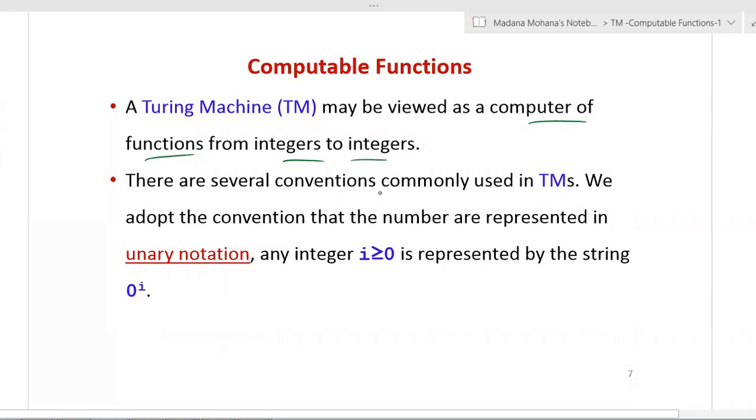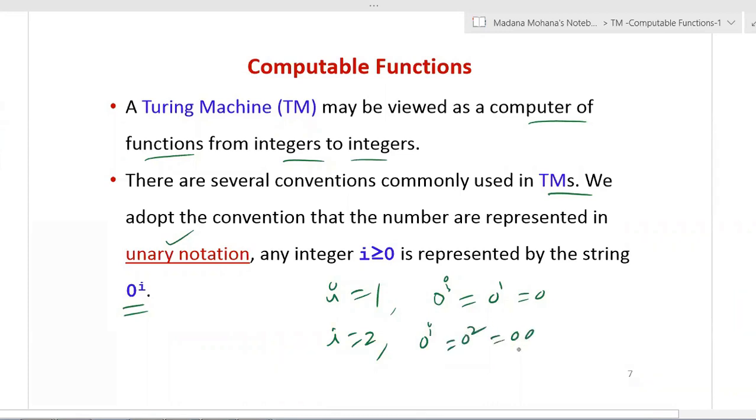There are several conventions or notations commonly used in Turing machines, but we adopt the convention that numbers are represented in unary notation. So any integer i greater than or equal to 0 is represented by the string 0 power i. For example, if i equals 1, this is represented in unary form as 0 power 1, which is 0. Suppose i equals 2, then this is represented as 0 power 2, that is, two zeros.